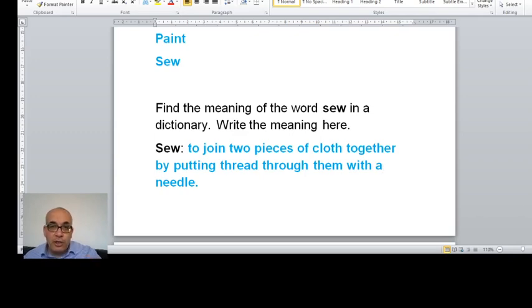So put the dictionary on a table, look at the words at the top in bold, and try to use your fingers to go up, to go down, until you find the definition. When you find the definition or the explanation, write it down. Do not write examples. In the exam, they don't ask you to write examples. You need to write only the definition. So what is the definition of sew? To join 2 pieces of cloth together by putting thread through them with a needle.